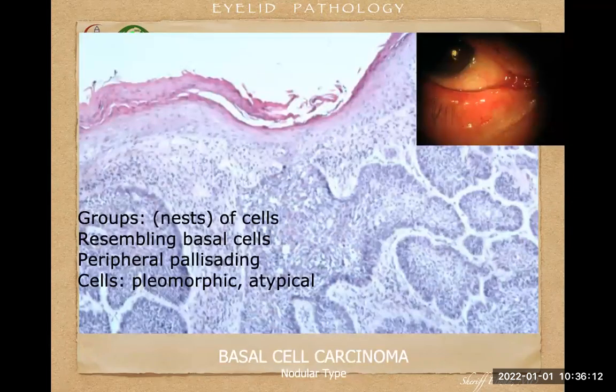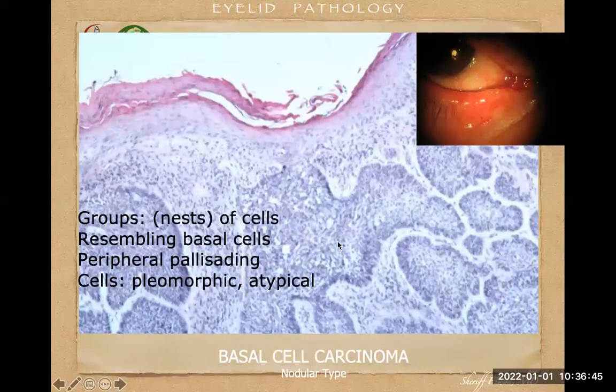Now we come to basal cell carcinoma, and this originates from the basal cells. It has three types, either nodular, ulcerative, or morphea type. Nodular looks like a nodule, ulcerative type leading to ulceration, and morphea type looks like an infiltration, just like in this case.